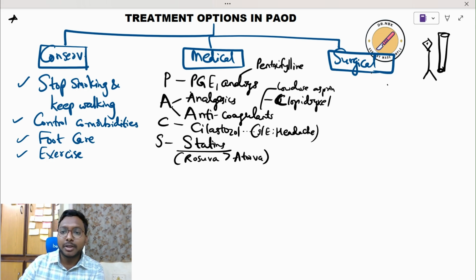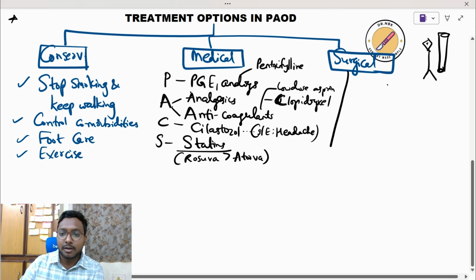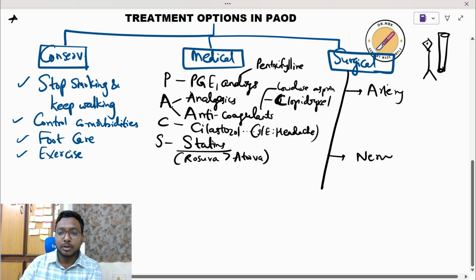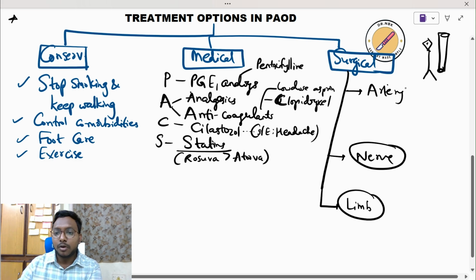Okay, so you can remember the surgical treatment options like, so the first one is artery, then nerve, then limb. Okay, so regarding the artery again, so let me draw this here.